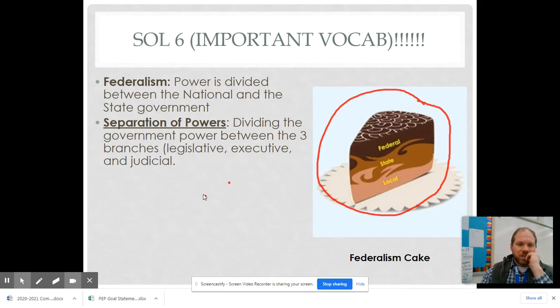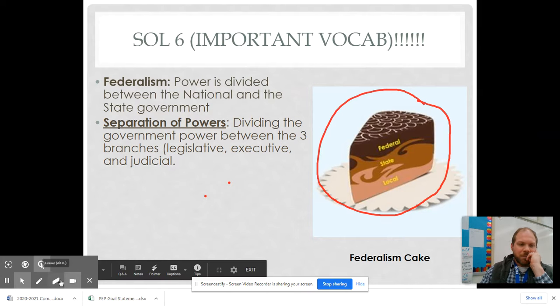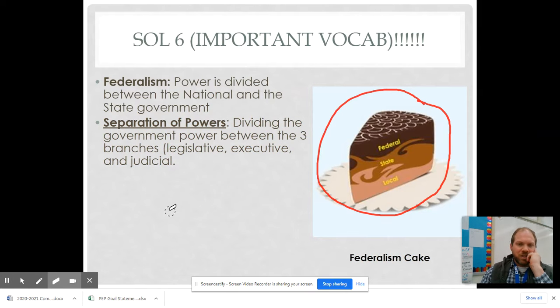Moving on. Our second definition is separation of powers. Okay? Separation of powers is the division or dividing the government into three separate branches. And that would be legislative, which is Congress, the House of Representatives and the Senate, the executive branch, which is the president and everything underneath the president, and then finally the judicial branch, which is the Supreme Court and other federal appeals courts. But that idea of splitting our government up between three powers is called separation of powers.